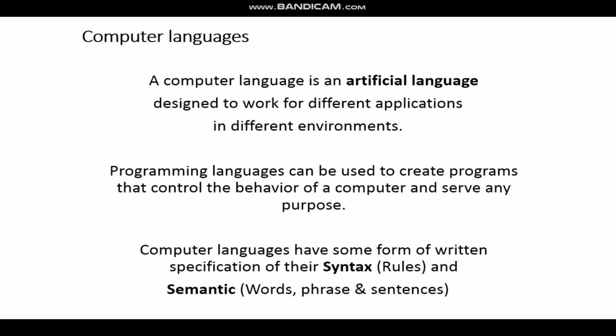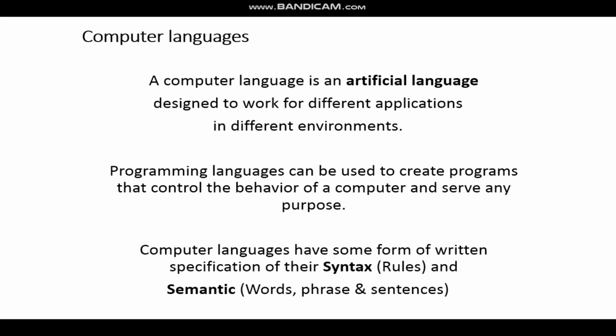Computer languages have some form of written specifications of their syntax and semantics. It means words, phrases, or sentences. It is talking about how a computer language has different capacities to work. For example, there are many languages that work with human language, as we are speaking English, that can be understood by the computer as well.